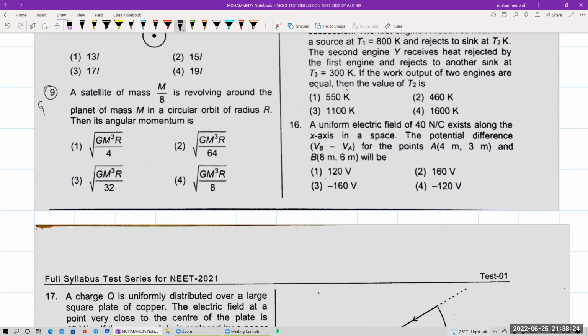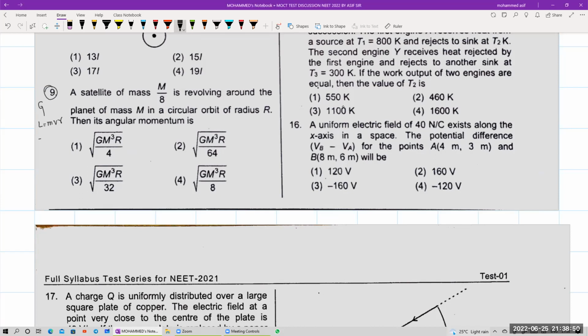A satellite of mass m by 8 is revolving around the planet of mass capital M in a circular orbit of radius r. Then angular momentum will be equal to how much? What is the angular momentum for this one? Anyone? Angular momentum निकालने का तरीका बेटा, formula L is equals to mv into r.